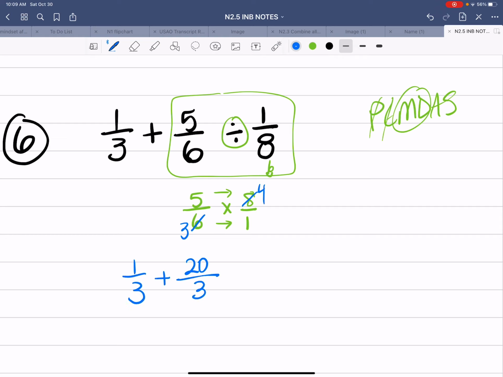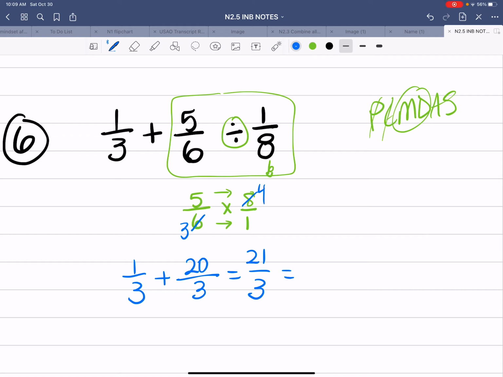So now my problem reads 1/3 plus 20/3. Guys, if our denominator is the same, we can just keep that denominator and just add the top. So 1 plus 20 is 21. And that actually simplifies because 3 goes into 21.